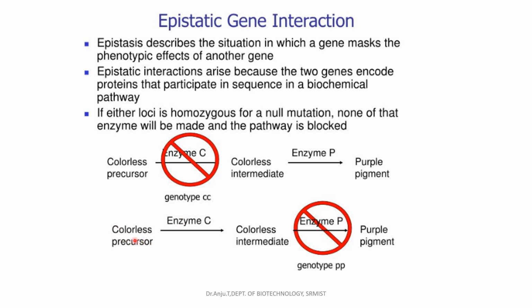So this colorless precursor cannot be converted into an intermediate. Therefore, this intermediate cannot be converted to a purple pigment, even if enzyme P is produced. So here the pathway is blocked. Even if the second gene is mutated, the pathway is blocked. So if homozygous for a mutation in any of the genes, there will be an altered product, or no product will be formed.